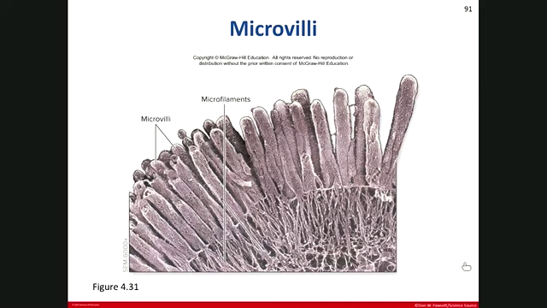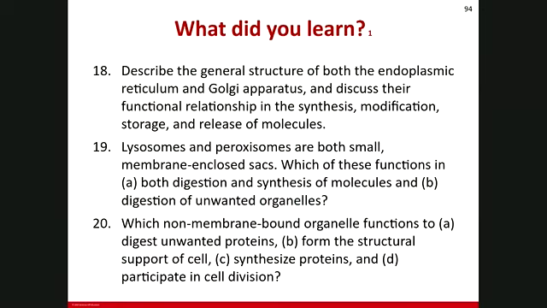And now you can answer these questions. You can describe the general structure of both endoplasmic reticulum and Golgi apparatus and their functional relationship in synthesis, modification, storage, and release of molecules. Lysosomes and peroxisomes are both small membrane-enclosed sacs. Which of these functions in both digestion and synthesis of molecules and digestion of unwanted organelles?